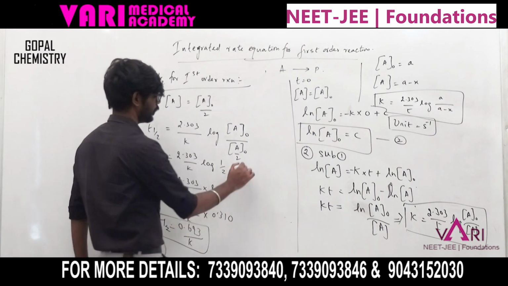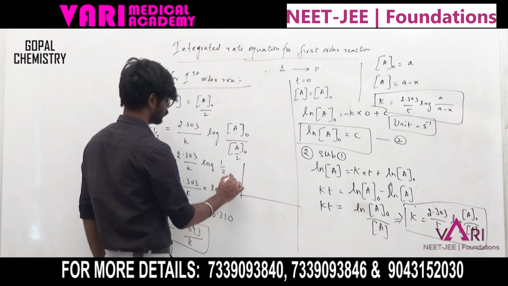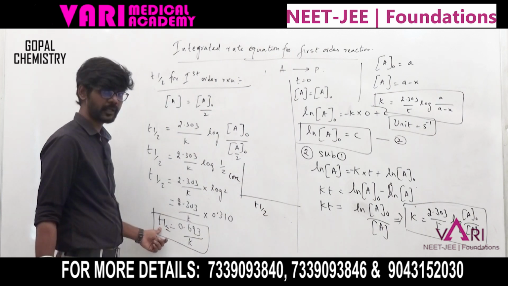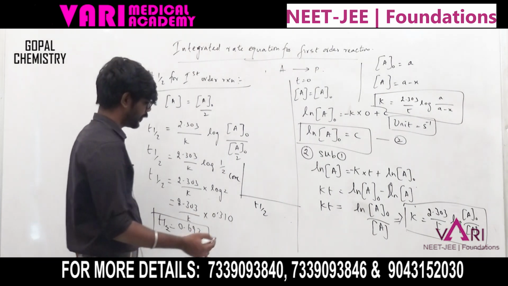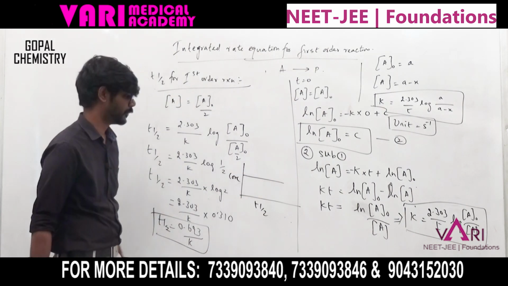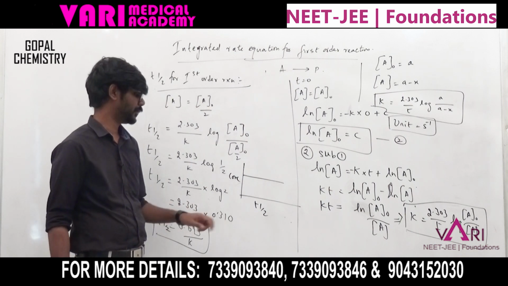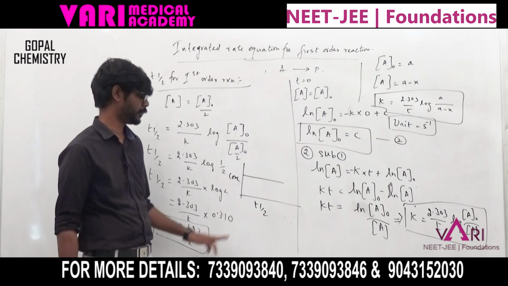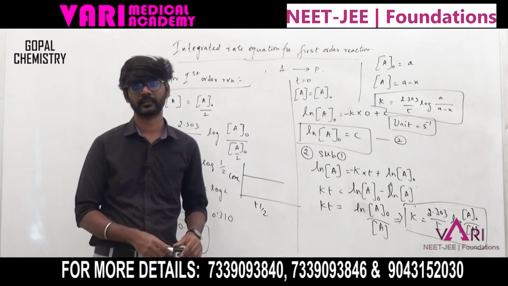Here we can draw a diagram, concentration versus t half. Here the t half is not related to any concentration terms. That's why t half for first order reaction does not depend on the concentration of reactant, which means t half will not vary with the initial concentration of reactant. So this is also a very important diagrammatic representation. You must remember this one. So this is all about the first order reaction.